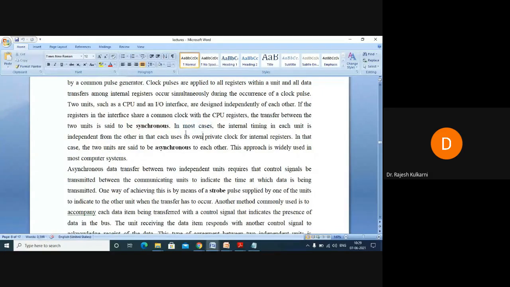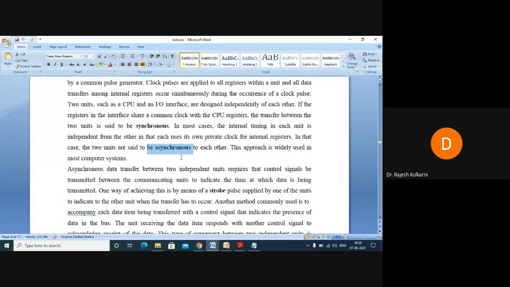But maximum of the time, this is not the case. What is not the case? Synchronous is not the case, which means sharing of a common clock is not the case. Okay. So it means everybody has its own clock that will be called a private clock. These private clocks will be used by the internal registers of that device. Now, in such a case, those two devices will be called asynchronous.